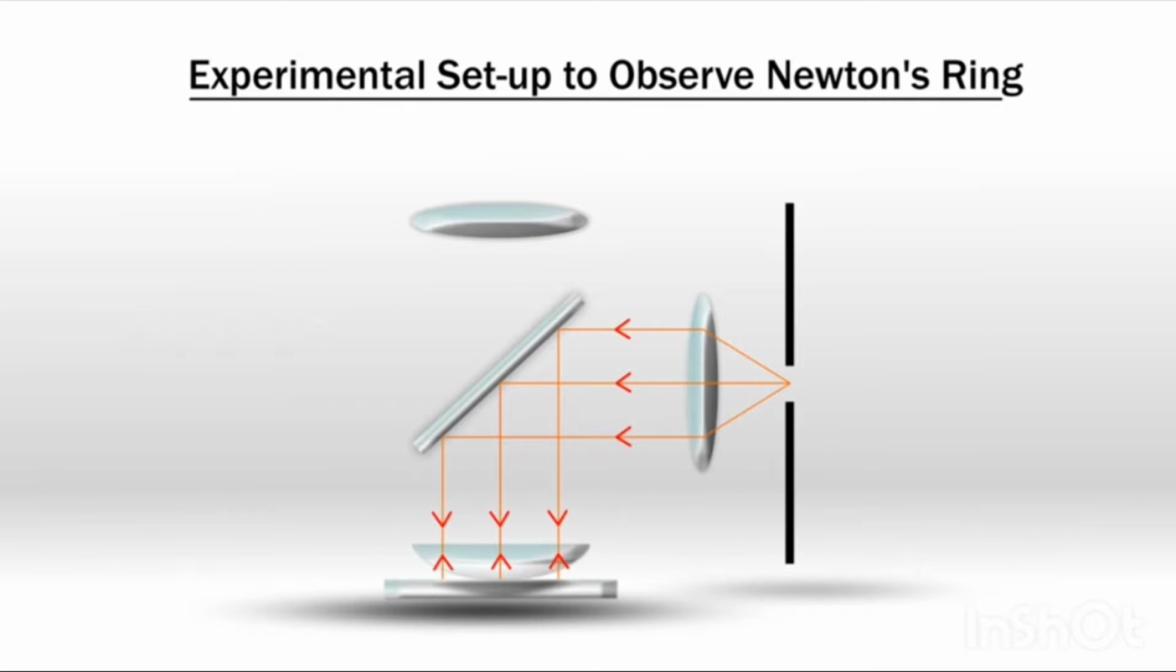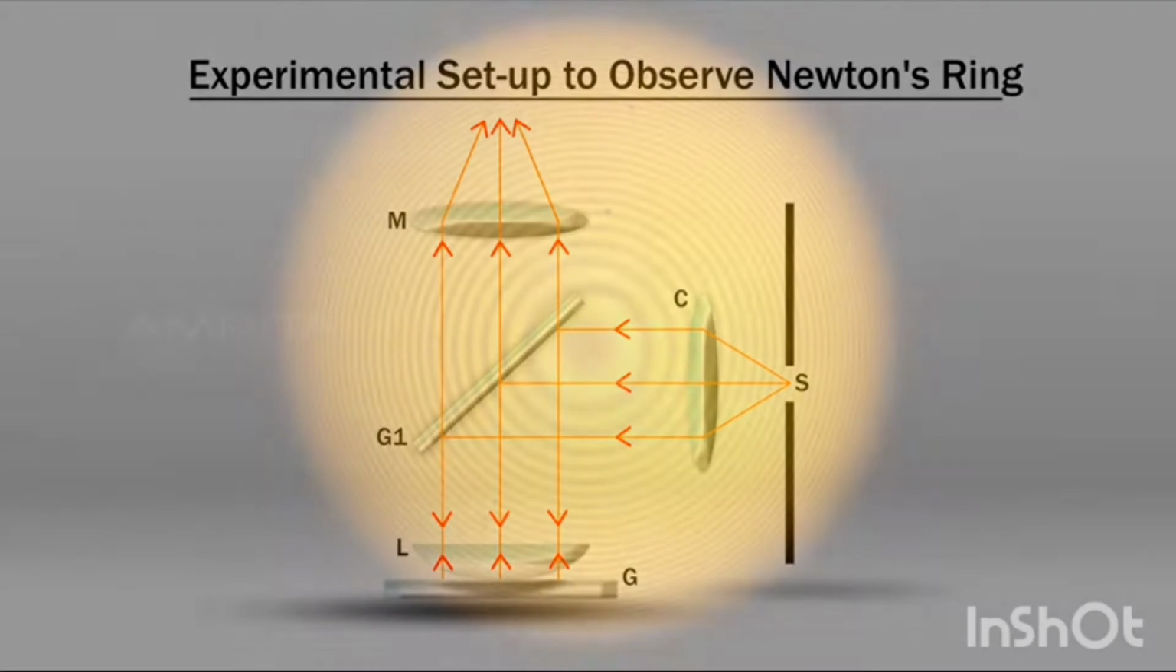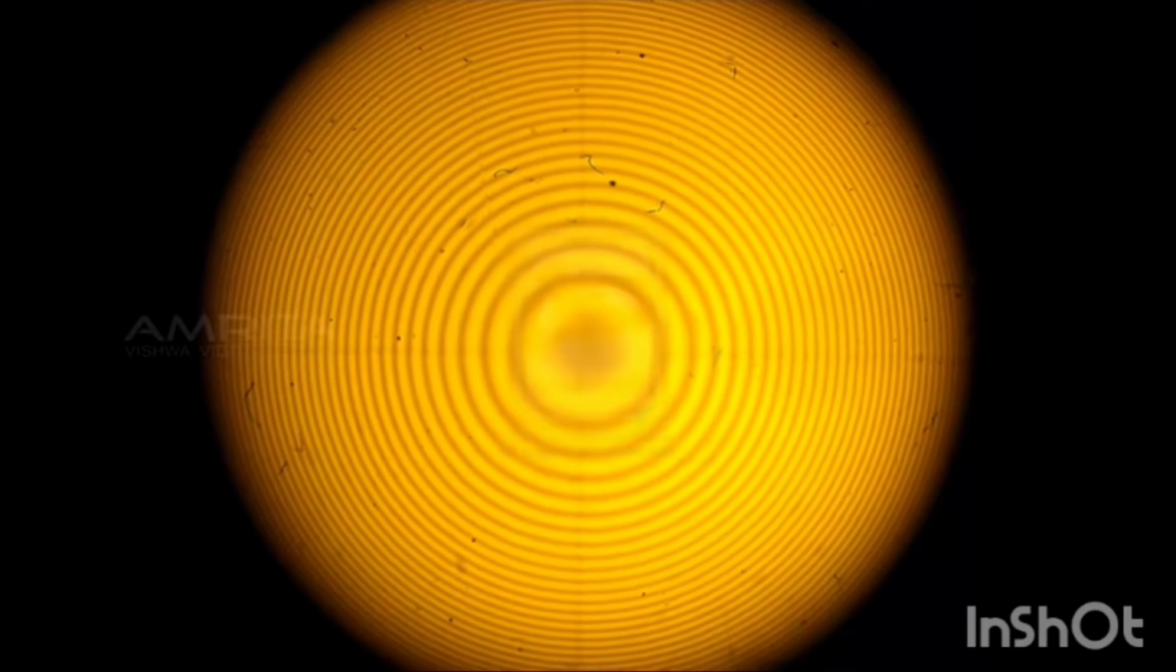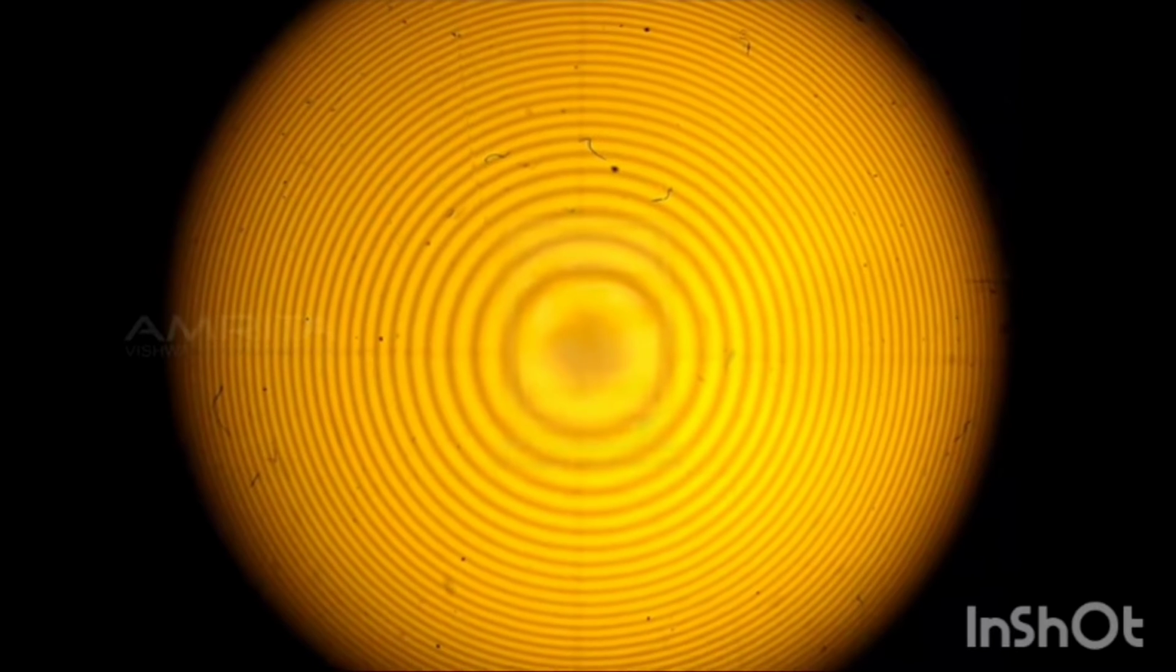glass plate, a part of each incident ray is reflected from the lower surface of the lens, and a part, after refraction through the air film between the lens and the plate, is reflected back from the plane surface. These two reflected rays are coherent, hence they will interfere and produce a system of alternate dark and bright rings.